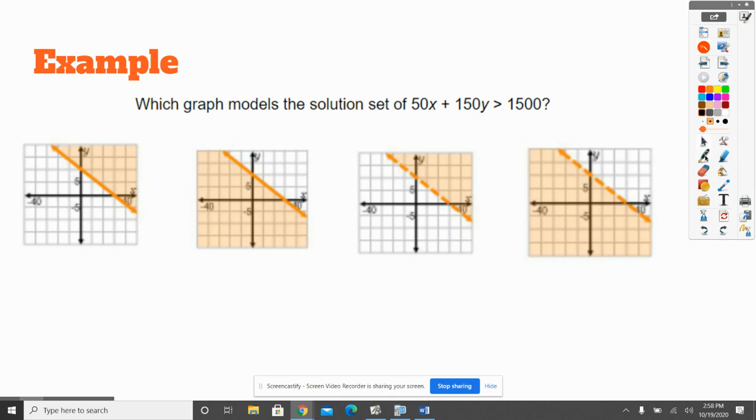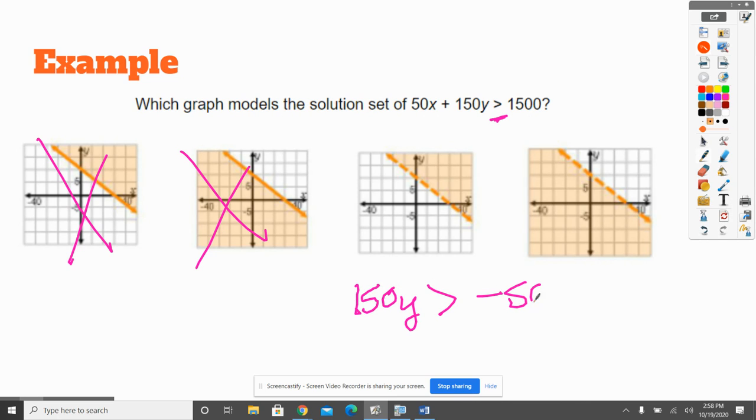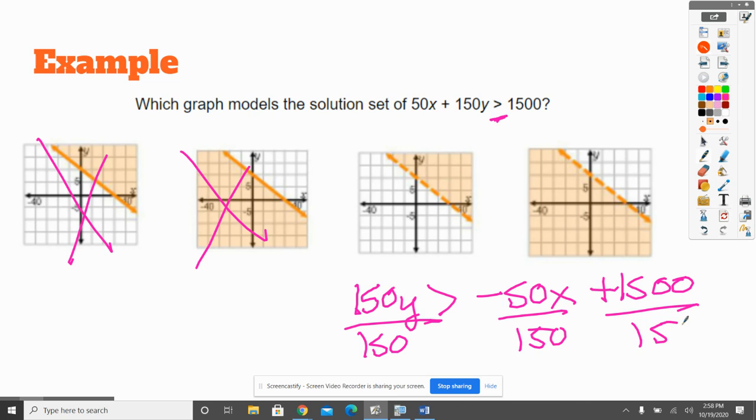So which one of these is the solution set to 50x plus 150y is greater than 1500? Okay, first of all, it's a greater than sign, so it has to be dashed, so these guys are out. If you get y by itself, you'd have 150y greater than -50x plus 1500. If you divide everybody by 150, it's the equation we talked about earlier.